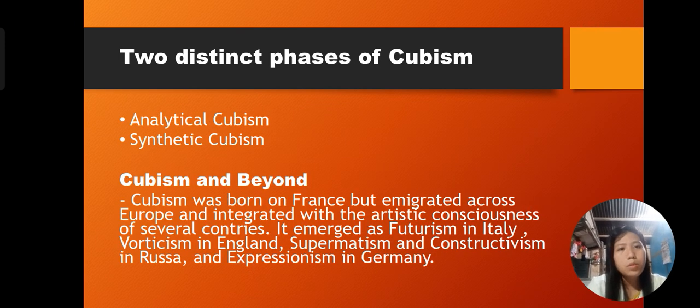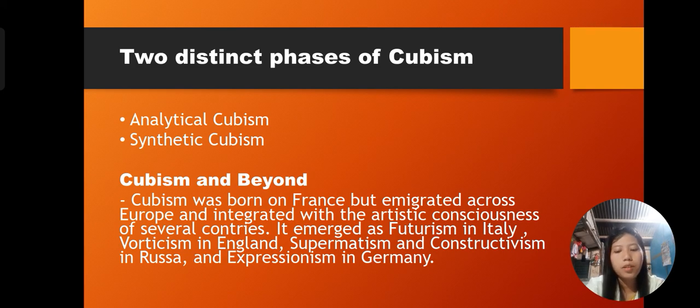Next are the two distinct phases of Cubism. We have here analytical Cubism and synthetic Cubism. Analytical Cubism is considered to have run until around 1912. It looks more serious. Objects are split into lots of flat shapes representing the views of them from different angles, and muted colors and darkened tones or shades are used. While synthetic Cubism involves simpler shapes and brighter colors, and it looks more light-hearted and fun.